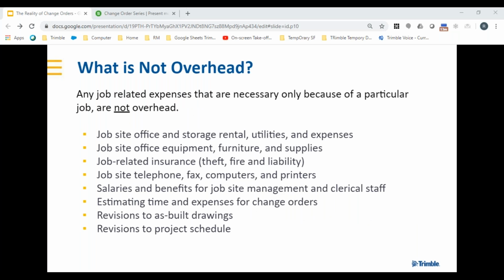What is not overhead? Anything that would be related to the expense on a project. Don't let them push us around, and especially in the contract signings, don't miss that clause where they're trying to tell you that these things are overhead and need to be included in your 10 and 5 or your 10 and 10 that you're being provided for.